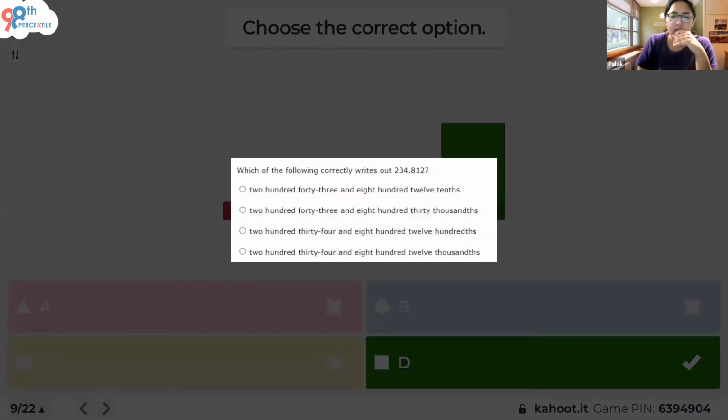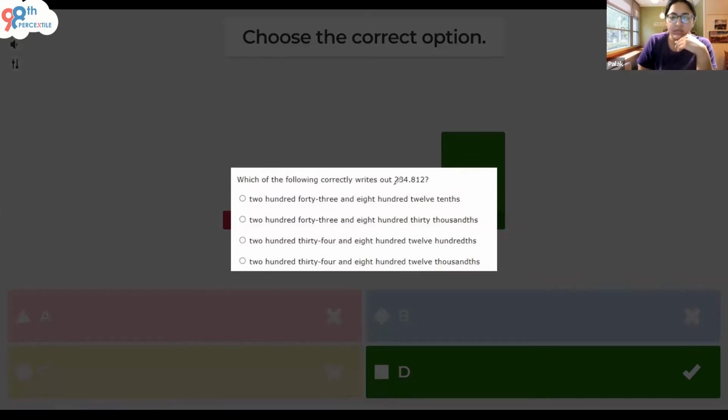Which of the following correctly writes out 234.812? So this is by default that the first part, the whole number part is 234, but the rest of the part is 812. So that is 812,000. After the decimal position, we start off with tenth. Okay, we don't have the 1th position, that does not exist. So that is going to be tenth, hundredth, and thousand. So 234 and 812 thousandths.